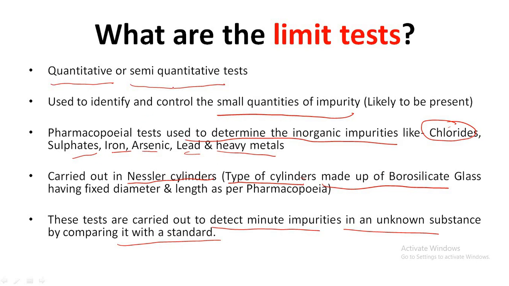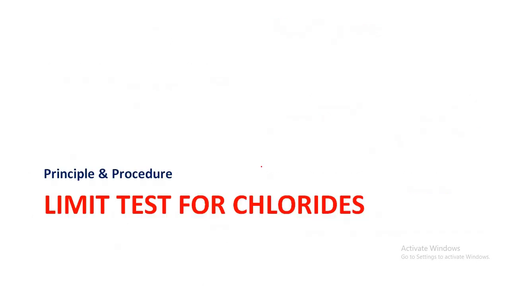The most important thing that we should always remember is that these are quantitative or semi-quantitative tests, used to control small amounts of impurities, and basically used to determine inorganic impurities like chloride, sulfate, iron, arsenic, lead, and heavy metals. Now move to the next slide. That is the principle and procedure for the limit test for chloride.